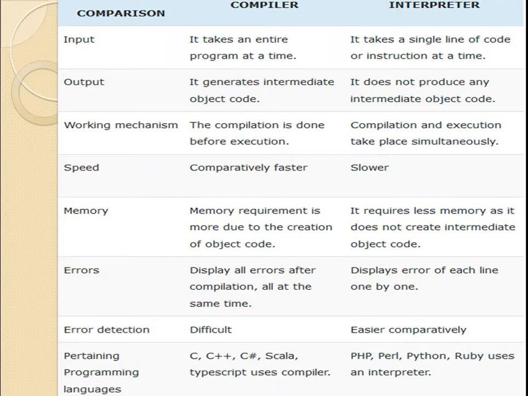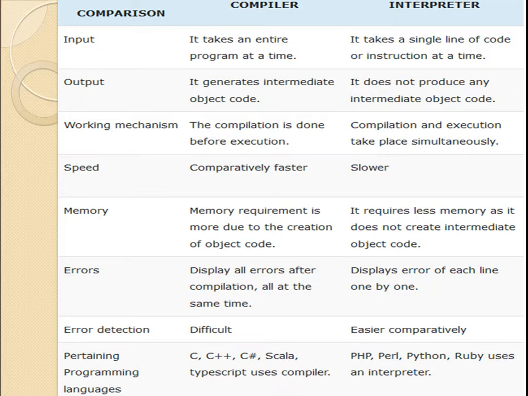Okay, so first it will read the first line. If it is correct, then it will move to second. If it is correct, then to third, and so on. Whereas the compiler will read the entire program in one go. And interpreter, as it reads single line at a time, will report the error of that particular line if it is there. Then, if you remove it, it will move forward.